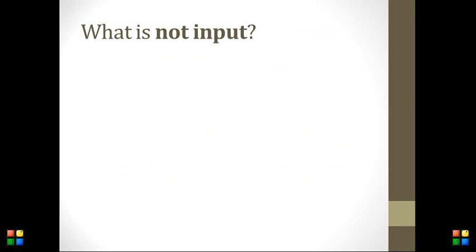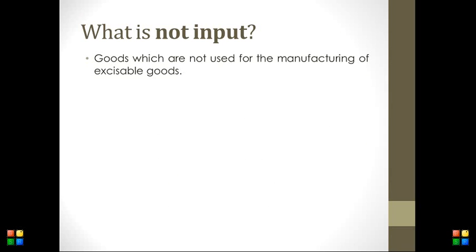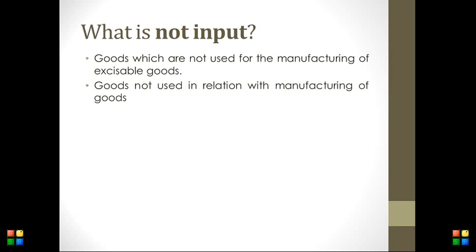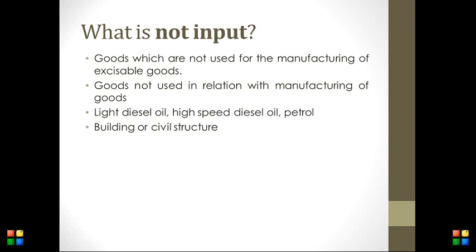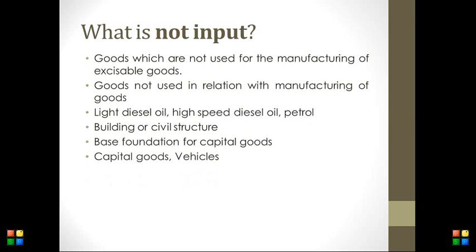So what is not input? This term is exactly opposite to input. If you carefully read: the goods which are not used for the manufacturing of excisable goods, goods not used in relation to manufacturing of goods, light diesel oil, high speed diesel oil, petrol, goods used for building and civil structure, goods or inputs used for the base foundation of capital goods, vehicles, and goods used for personal consumption or society.